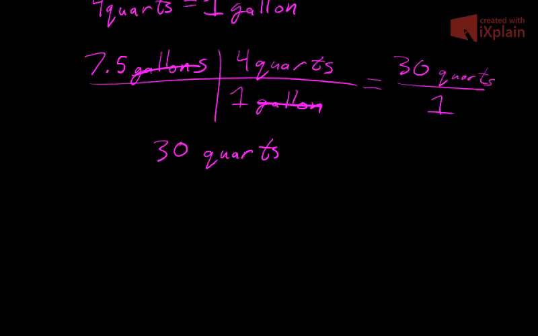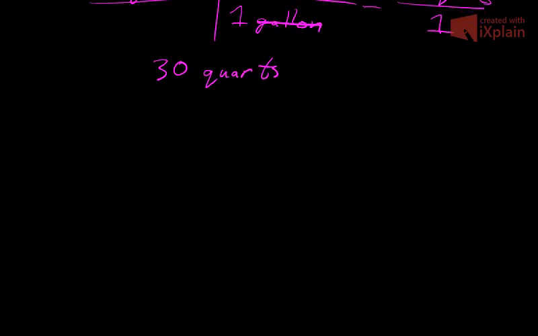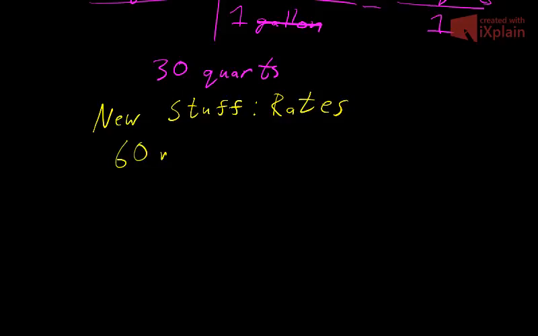So now we're going to get into the new stuff. And the new stuff is going to be with rates. A lot of the time when we do this, we're going to talk about miles per hour. So if I want to look at things in miles per hour, let's say that I have 60 miles per hour, and I want to know how many miles a minute that is. So we have 60 miles per hour, and I want to go to miles per minute.